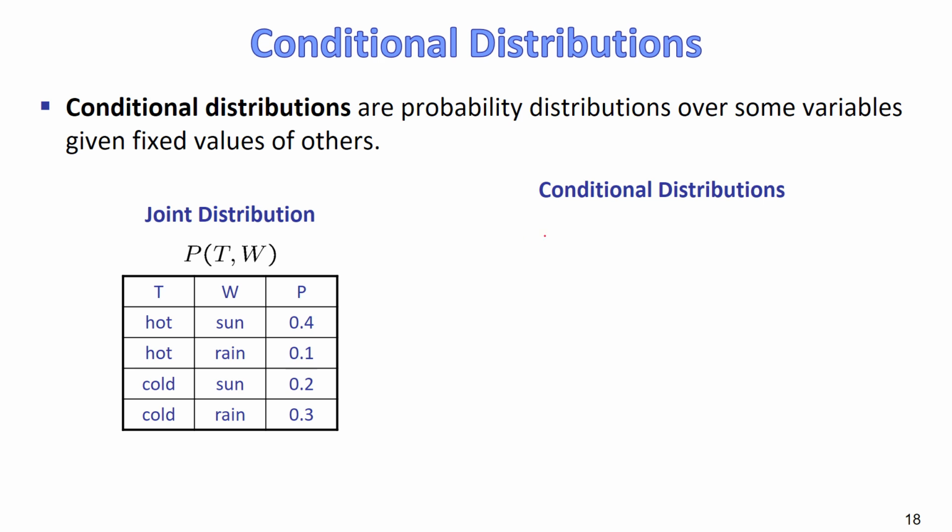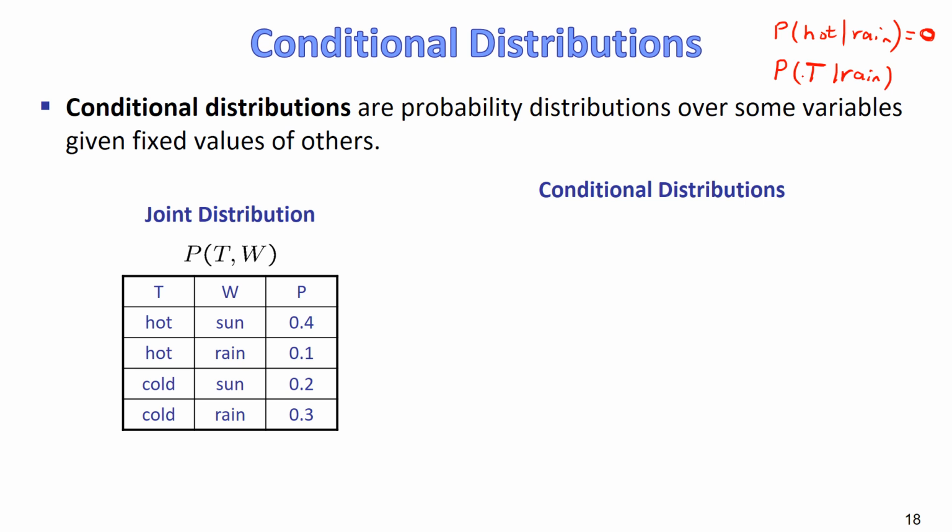Conditional distribution. So when I tell you I want to compute P of hot given rain, this is not a distribution, right? This is just one outcome. This is a number. So that's just one probability, a conditional probability. But if I told you that I want to compute P of T capital given rain, that's now a distribution.